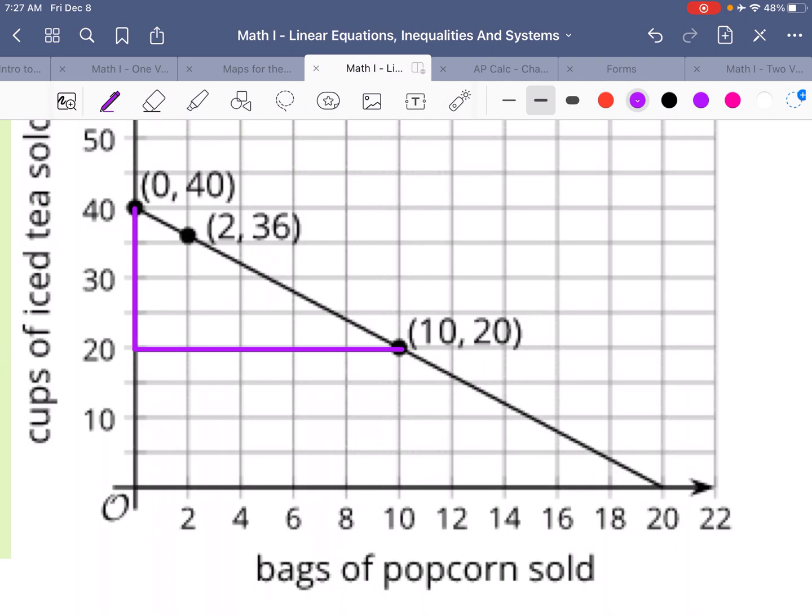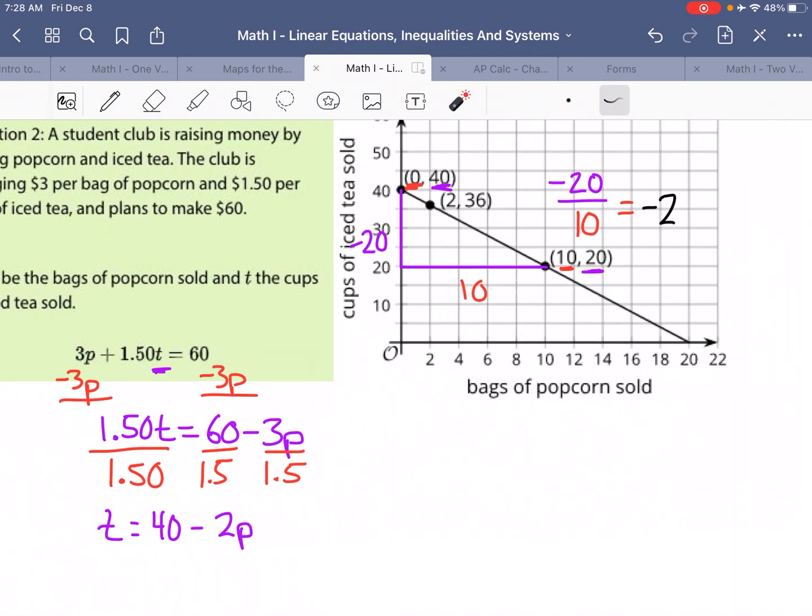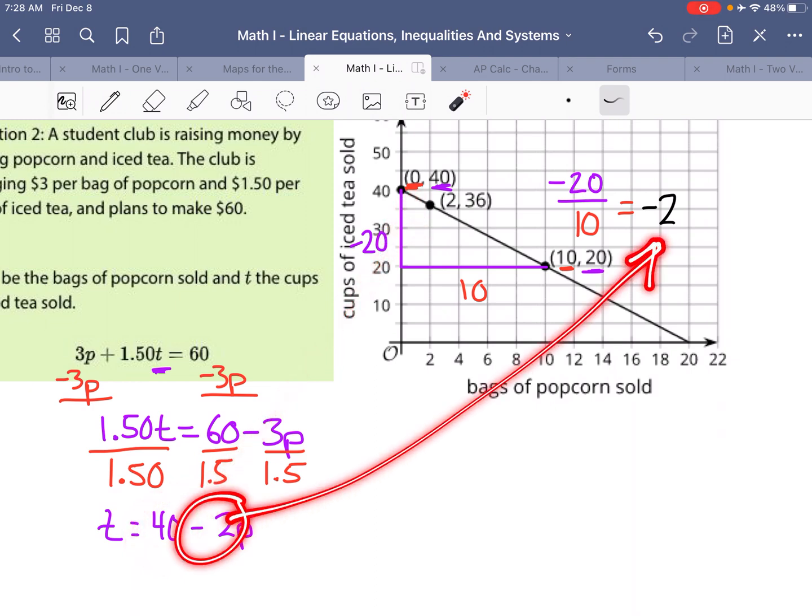So my change in y, I'm going from 40 down to 20. So that's a change of -20. So I've got -20 over, well, my change in x, I'm going from 0 to 10. That's a change of +10. And -20 divided by 10 is -2. Hey, look at that. All right, so we can see we've got our y-intercept, 40. We've got our slope, -2, which we calculated. It's down 20 and over 10.